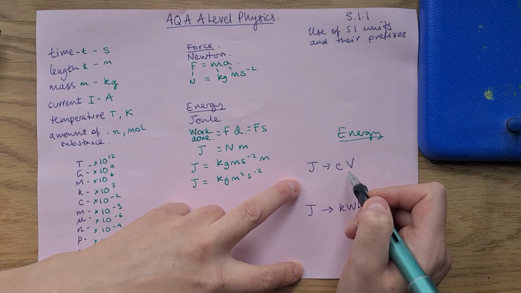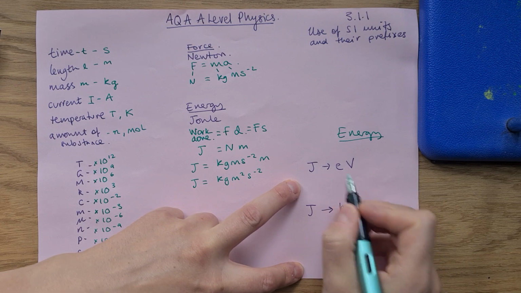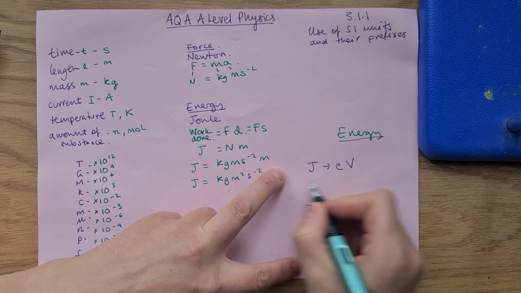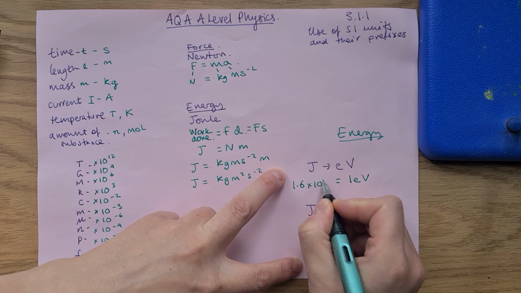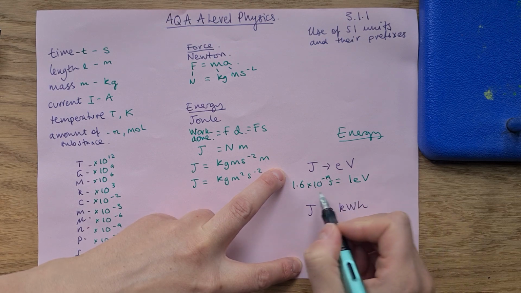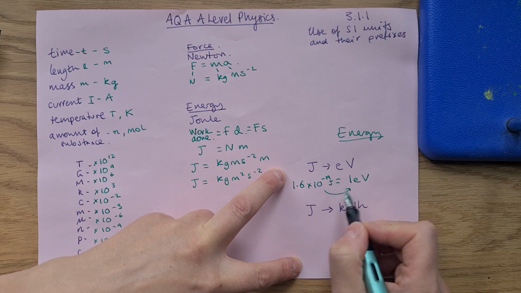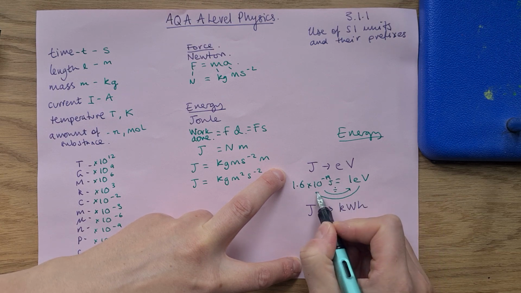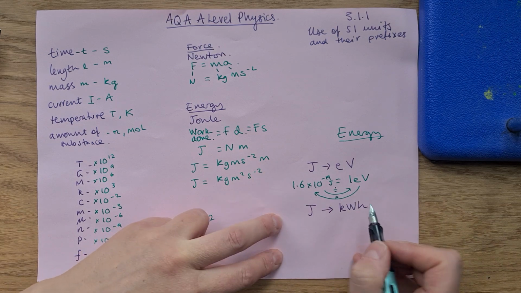So 1 electron volt is the energy one electron gets when it's accelerated through a potential difference of 1 volt. It's the same as the charge on an electron. So 1 electron volt is the same as 1.6 times 10 to the minus 19 joules. So to convert, if you go one way, you're going to be dividing by 1.6 times 10 to the minus 19 to go from joules to electron volts. If you go the other way, you're going to be multiplying by 1.6 times 10 to the minus 19 to go from electron volts to joules.